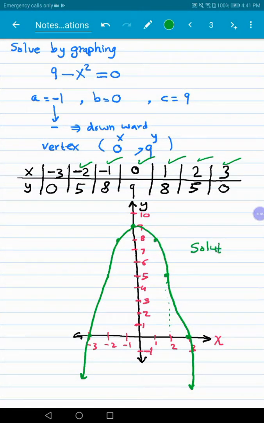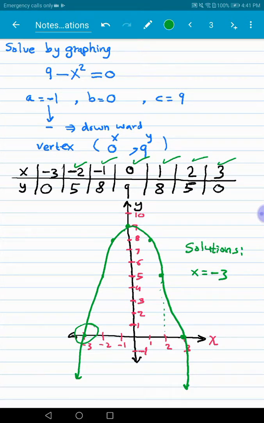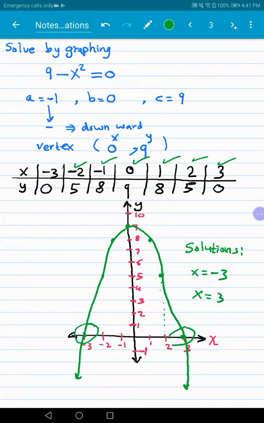Solutions mean where does it cut the x-axis? X equals minus 3. It cuts the x-axis first here and here. So the other point is x equals 3. I hope this is clear till now. We will continue with one more example.